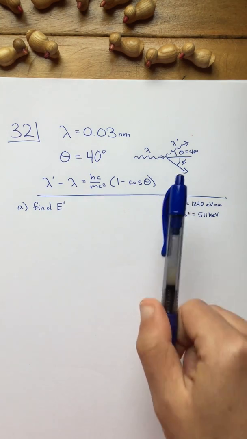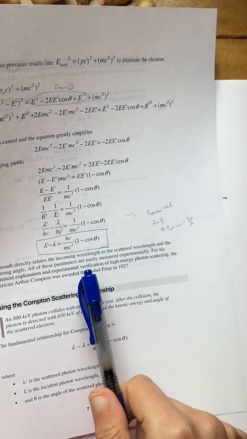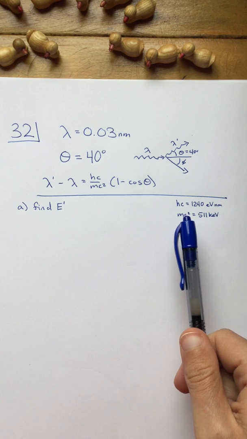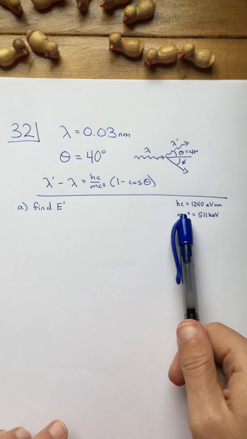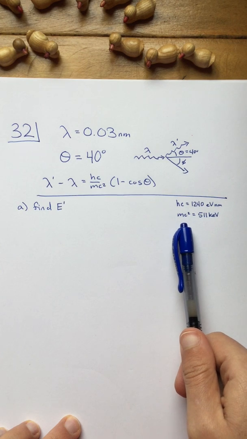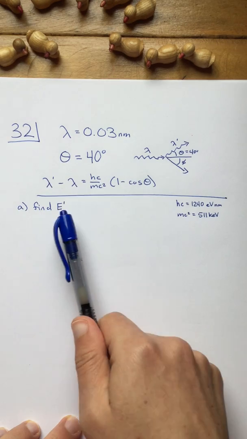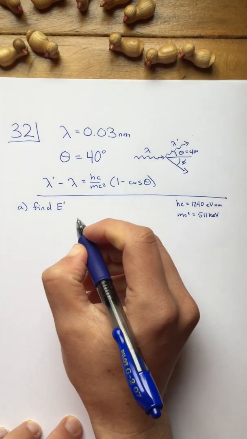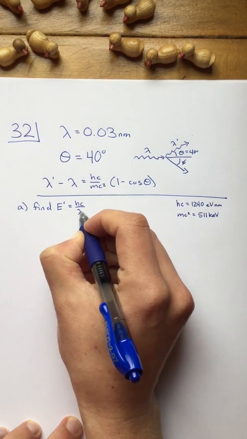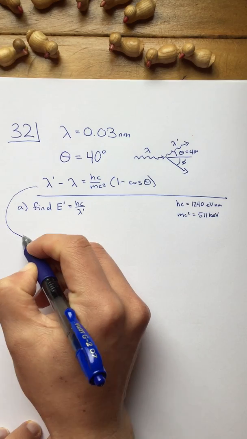We have a picture of the situation here, and we have the equation from page 7 for Compton scattering, which we are going to use, and that's here. From the appendix, you should see that hc is equal to 1240 electron volt nanometers, and mc squared, for the electron, is 511 kilo electron volts. We want to find E prime, and remember that E prime is equal to hc over lambda prime. So you can find lambda prime from our equation for Compton scattering.